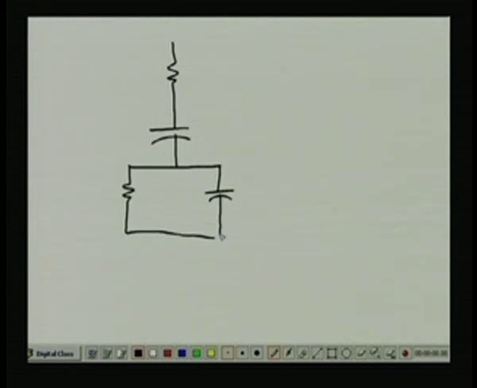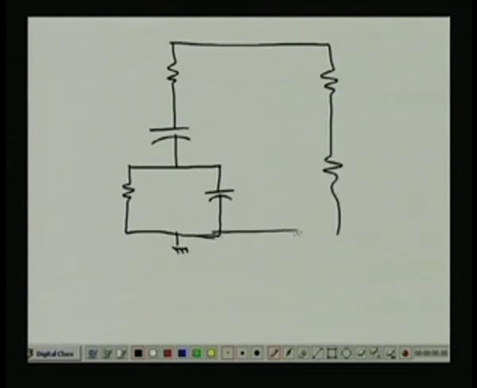You see, the Wien bridge circuit looks like this. Very familiar, it is a standard circuit for making commercial oscillators, okay. So, basically Wien bridge oscillators. Now, there is R3, R4 like this one.